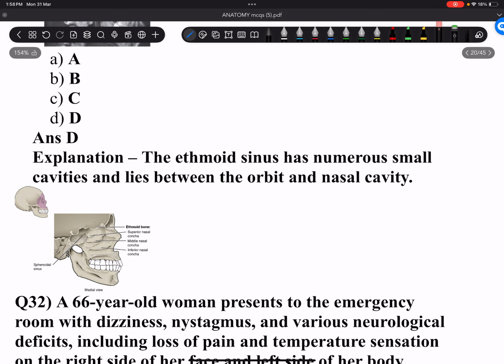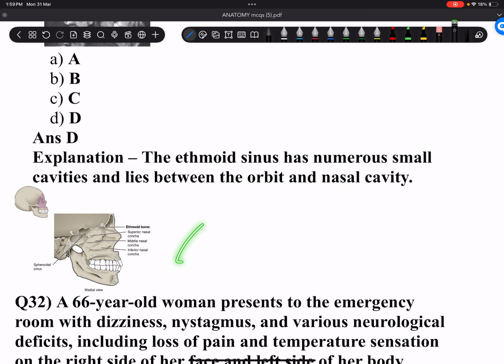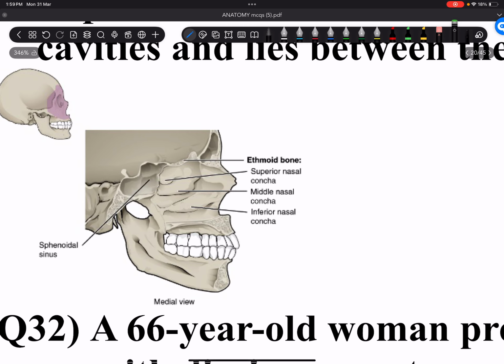The ethmoid sinus has numerous small cavities and lies between the orbit and nasal cavity. So this is the diagram, you can go through it also. This is the sphenoidal sinus. This is the ethmoid bone. This is the superior nasal concha. This is the medial nasal concha. This is the inferior nasal concha.